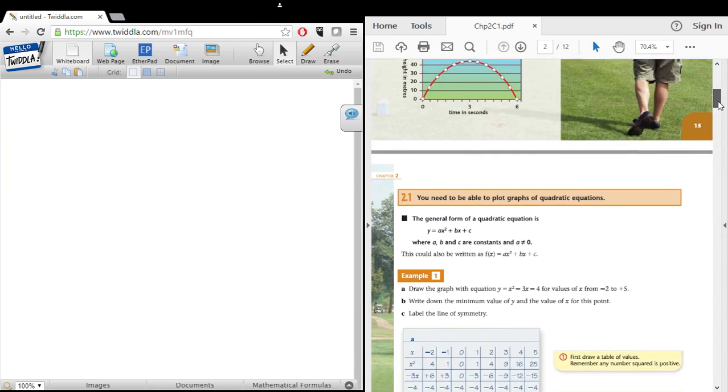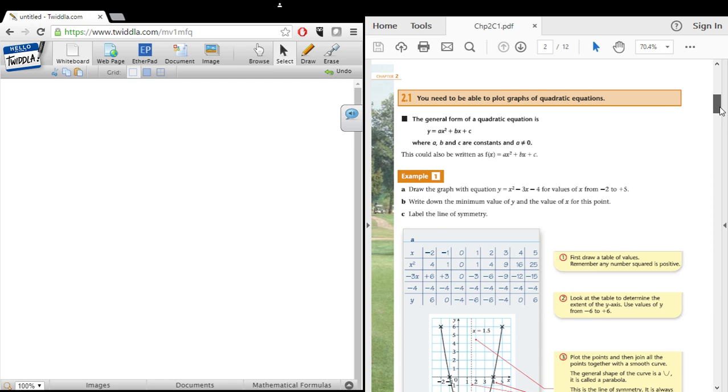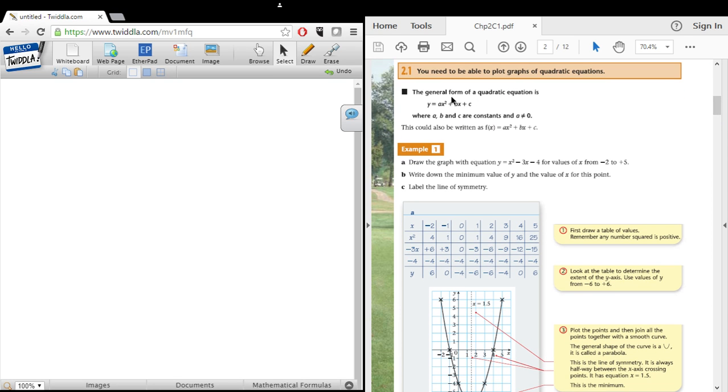So let's cover the first part, 2.1. You need to be able to plot graphs of quadratic functions. So you'll have seen this form before in chapter 1. A quadratic. How do we know if an equation is quadratic? Well, it's given away by the highest power being 2. So in this case you can see that ax squared plus bx plus c gives us the impression that it's a quadratic. Now if it's got 3 as the highest power, then we'll say it's cubic, and so on and so forth. But just for now let's worry about the squared.